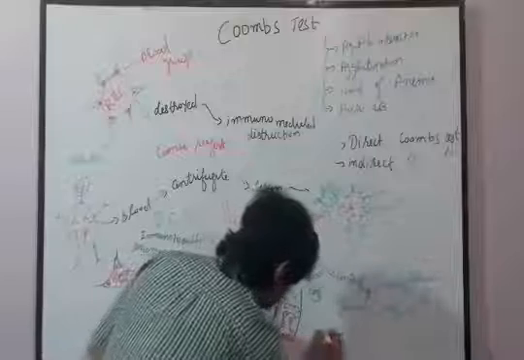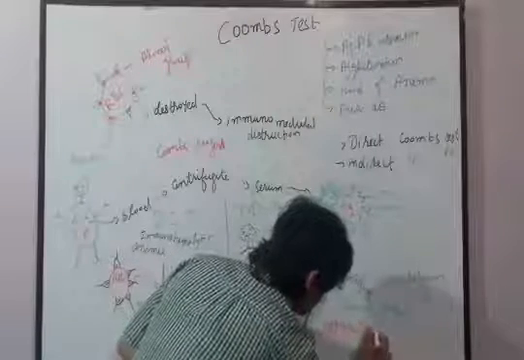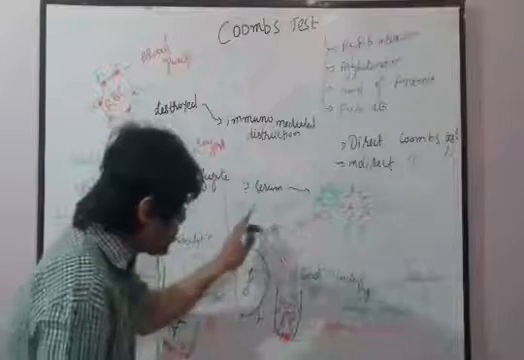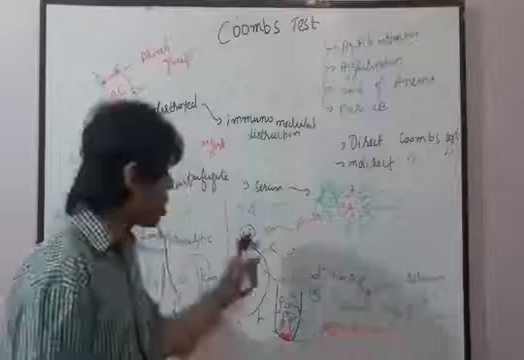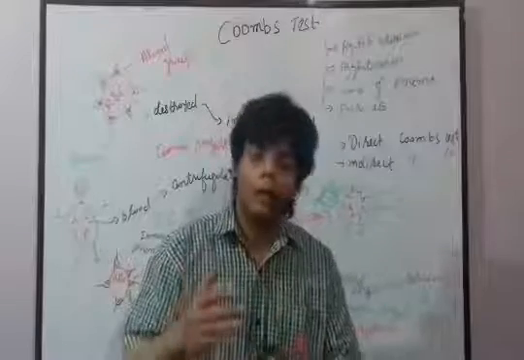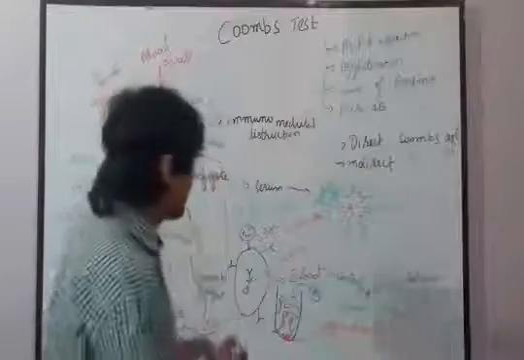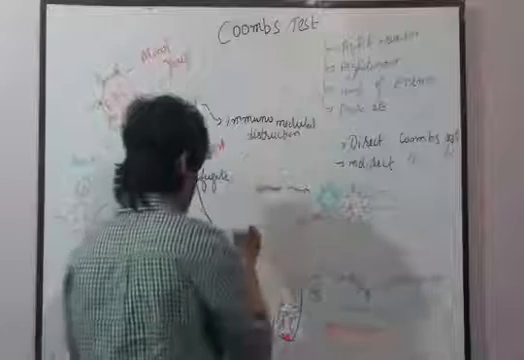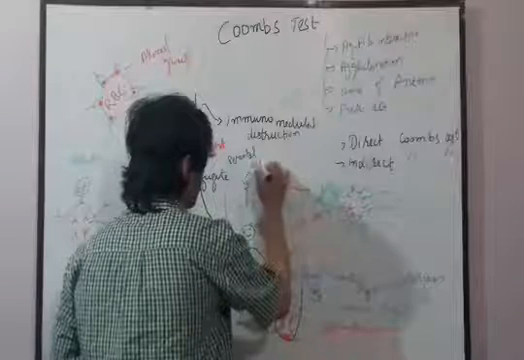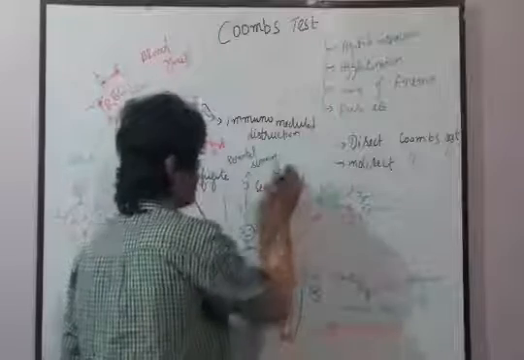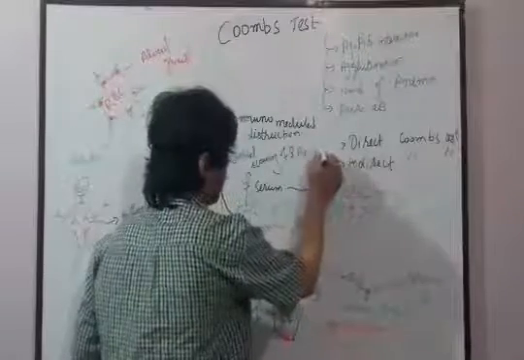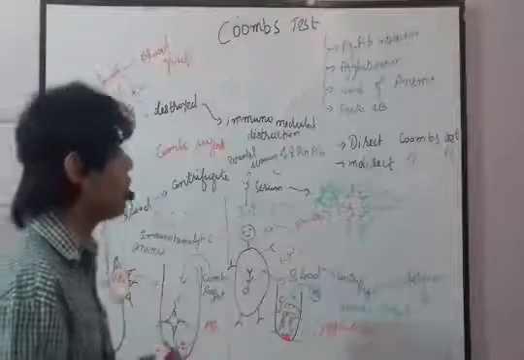Agglutination. Once again, due to the indirect Coombs test, we can perform this indirect Coombs test for the prenatal screening of female Rh antibody. Let me write it here. We can perform this indirect test for the prenatal screening of female Rh antibody. Fine.